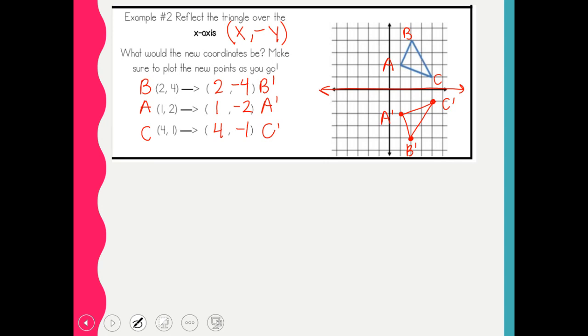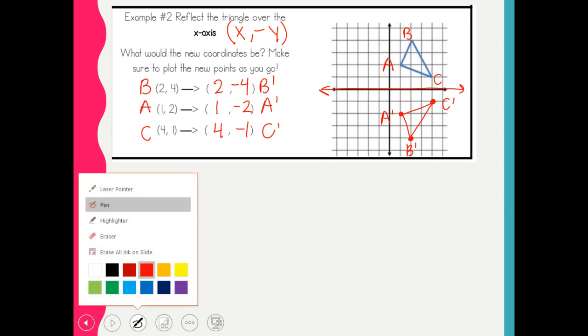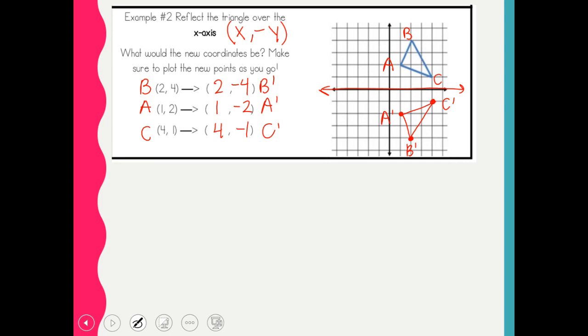So then once again, if we check our answers, for A, we go up 2, then for A prime, we should go down 2. For C, we go up 1. For C prime, we should go down 1. So they should be equidistant from the x-axis.